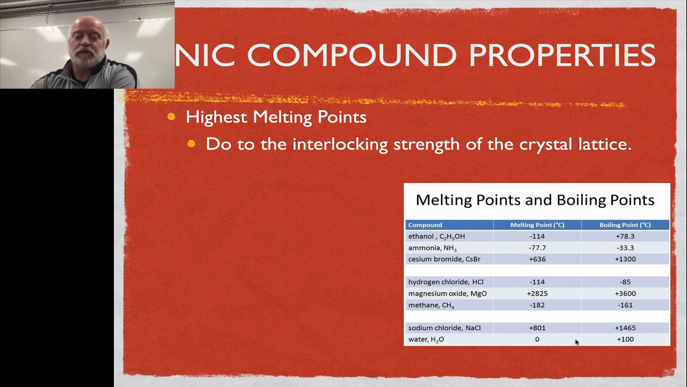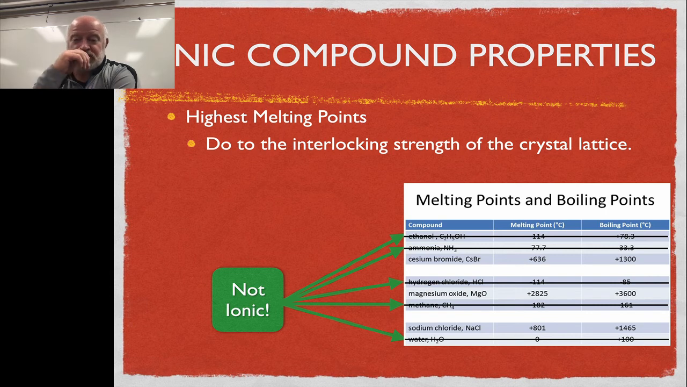All right, so now that we did that, let's take a look. First, let's cross out the ones that don't look ionic. Ethanol, melting point was negative. Ammonia, melting point was negative. Hydrogen chloride, melting point was negative. Methane, melting point is negative. The only substance up here that's even close to the ionic compounds is water. And water doesn't have a metal in it, first of all. And even then, water has a melting point of 0. So even though water was higher than the rest, it's still not an ionic compound.